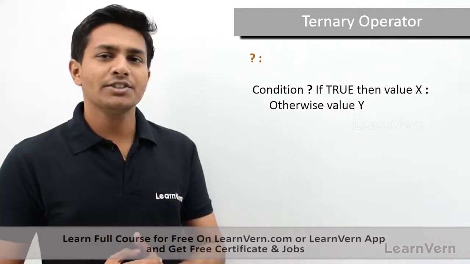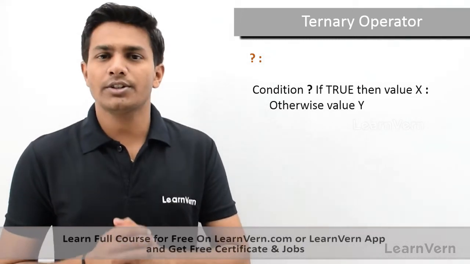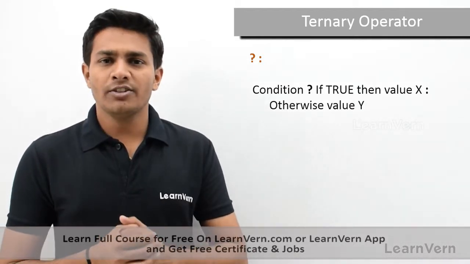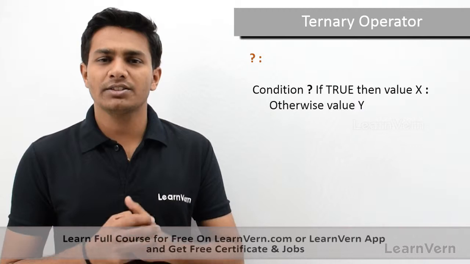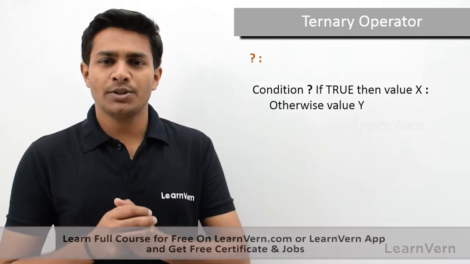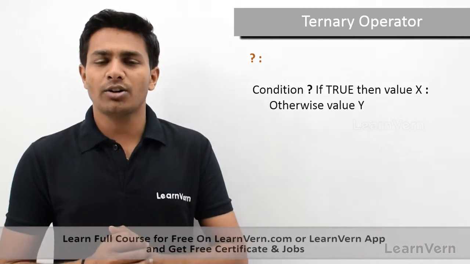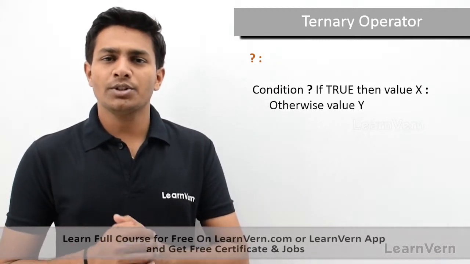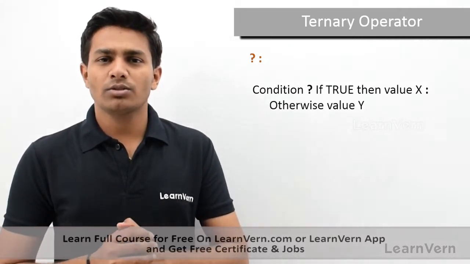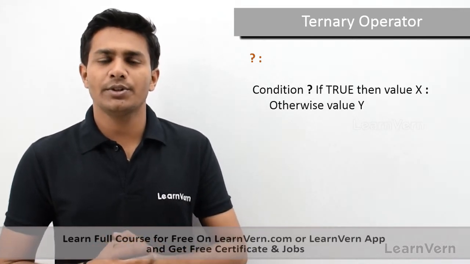Here on the screen, you can see the syntax of the ternary operator. There are two symbols for the ternary operator, and it has three blocks of code. The left portion of the question mark is the expression that we want to evaluate. If that expression evaluates true, it will execute the portion between the question mark and colon. And if that expression evaluates false, it will execute the last part, that is the right portion of the colon. So this is how the ternary operator works.